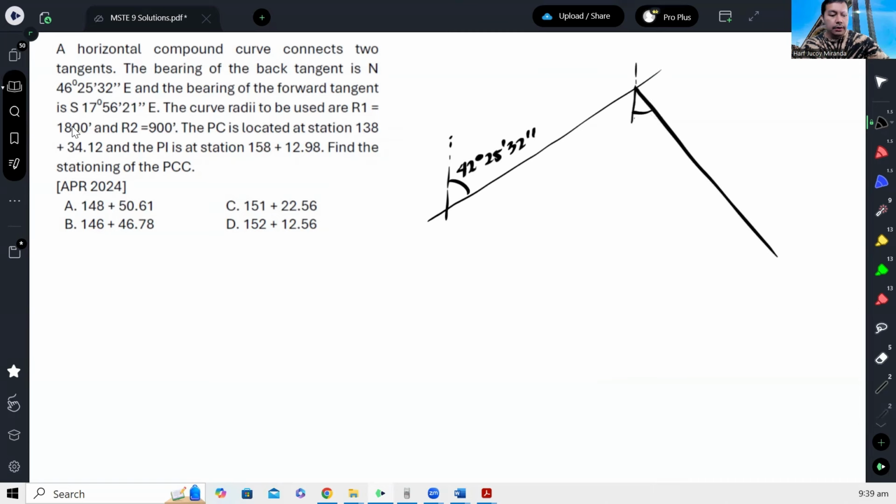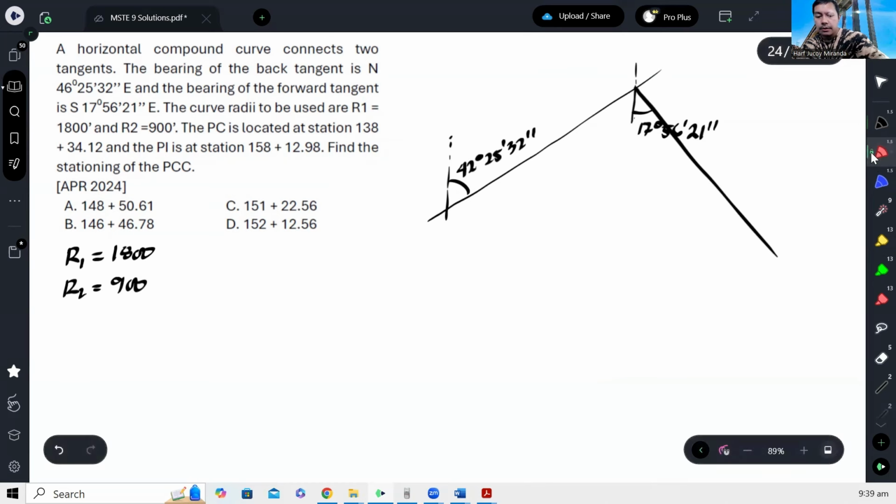okay? So, from the south to east, 17 degrees, 56 minutes, 21 seconds. Okay? And then, given yung radius ng first curve, 1,800. Yung radius ng second curve is also given. Tapos, given yung stationing ng PC. Ito yung PC.